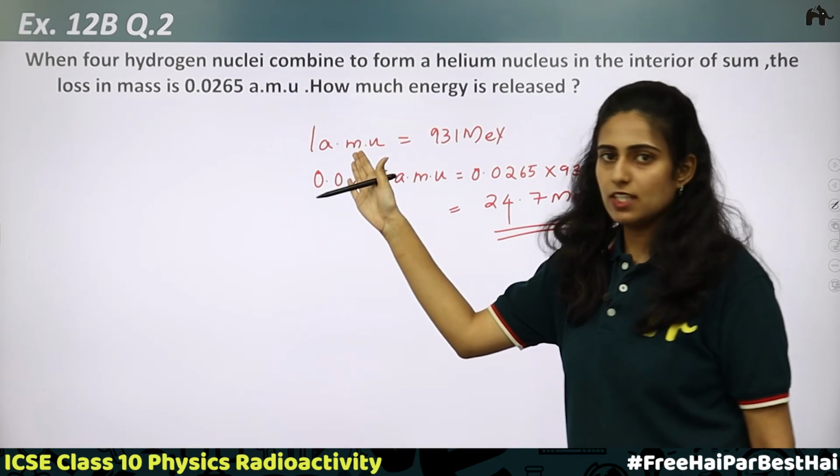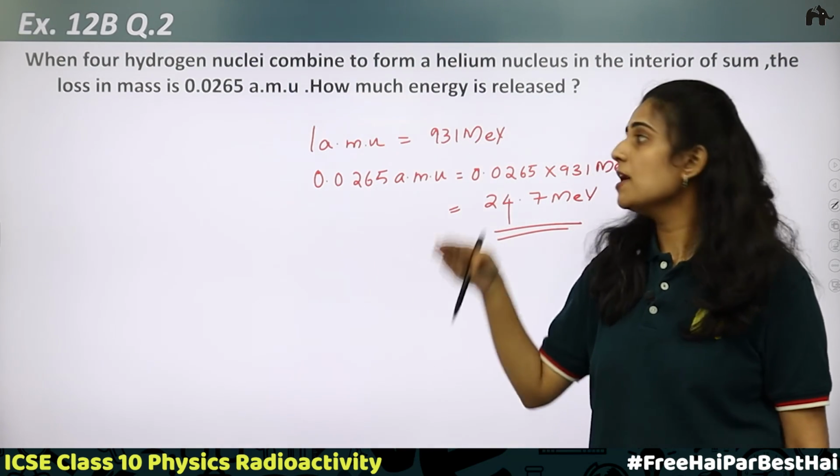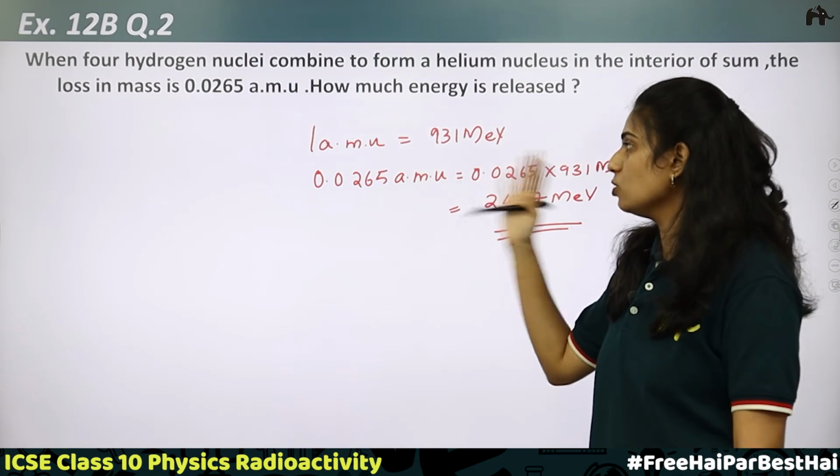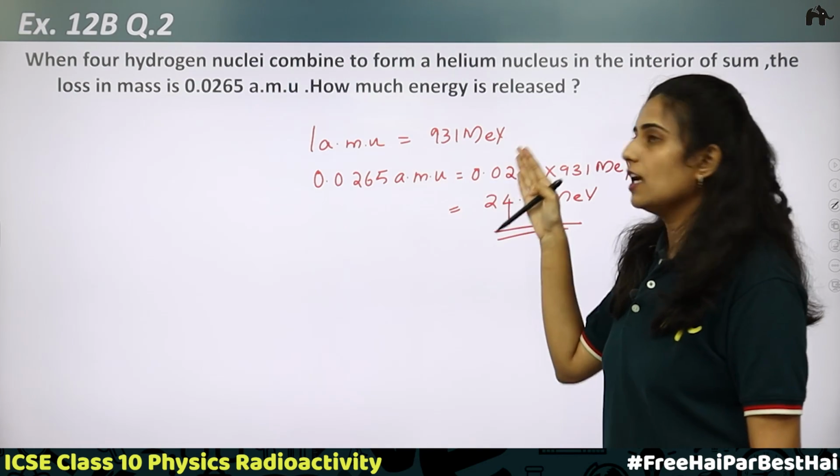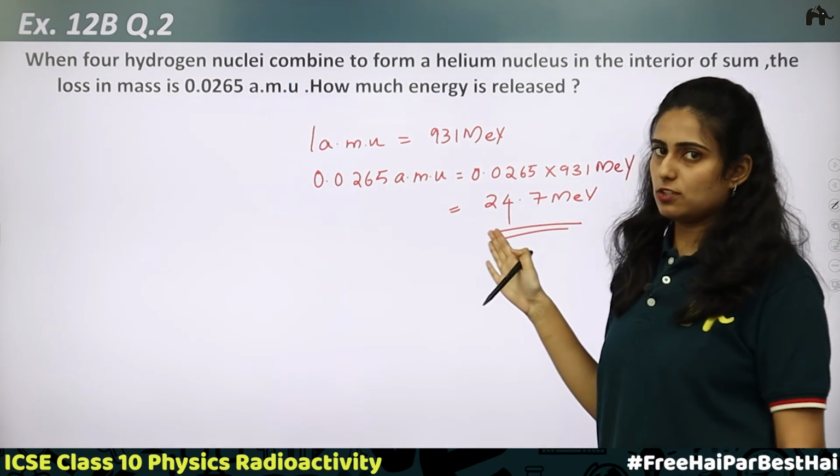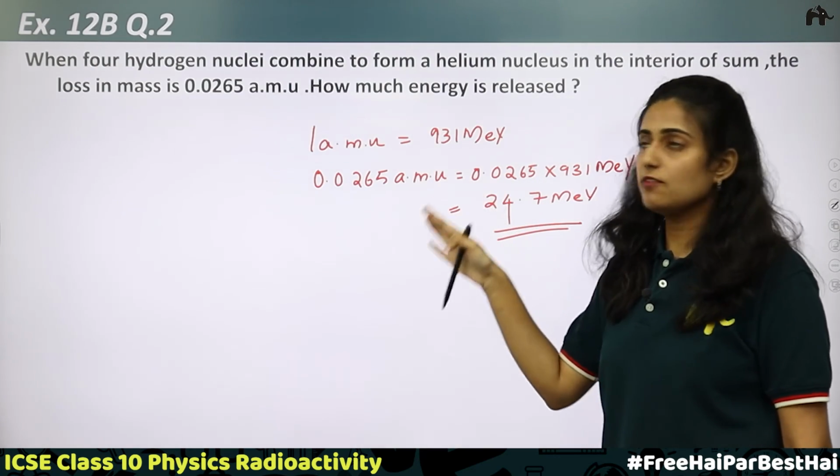Again, here we have the mass in a.m.u. You can convert it into kilogram. Then from kilogram, find how many joules the energy is. Then that joules can be converted into mega electron volt. This is similar to the question that we have just solved.